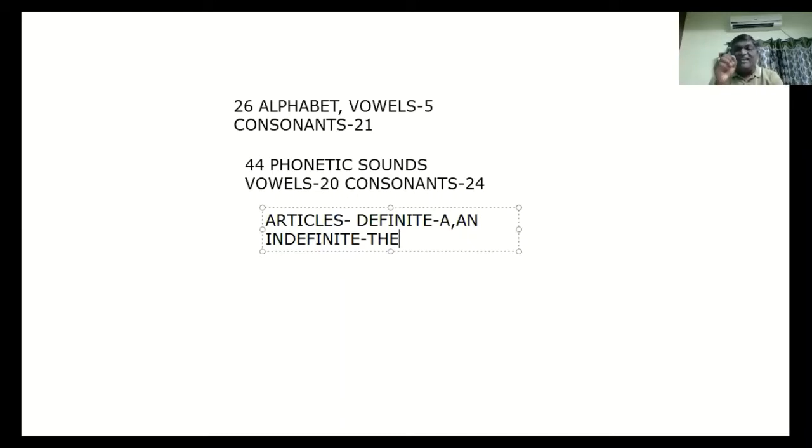And this the is also pronounced differently sometimes. When to say the and when to say the. So again, I'll tell you. First let us talk about indefinite. I'm sorry. In the indefinite article, I'm sorry, a and an, and definite article the. I'm extremely sorry. That's what I'm saying.